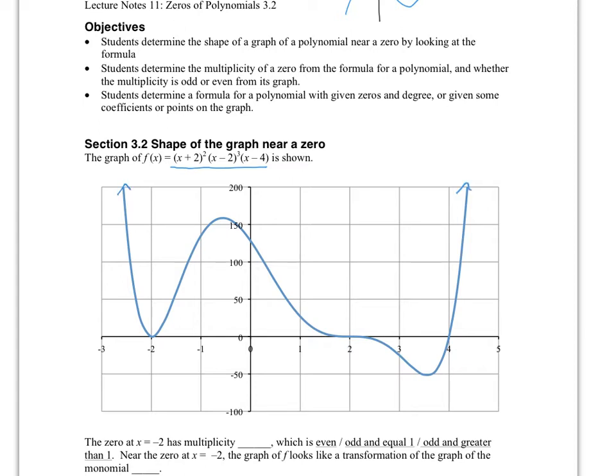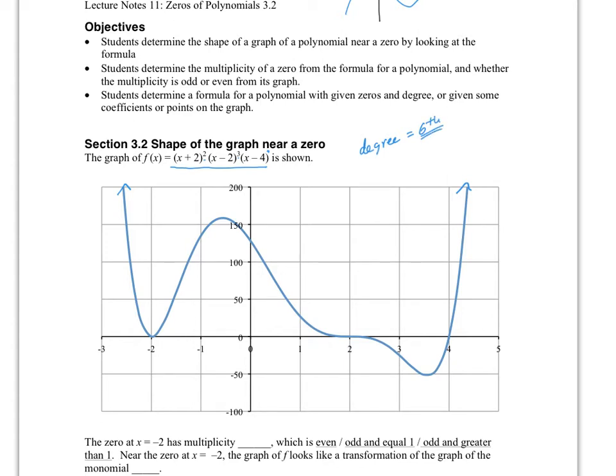Also notice the end behavior of this. As x goes to infinity, this goes to infinity, and as x goes to minus infinity, this also goes to infinity. So therefore that means that this must be an even polynomial, and you can see that by adding the exponents. 2 plus 3 is 5 plus 1 is 6. So therefore the degree of this polynomial is equal to 6.